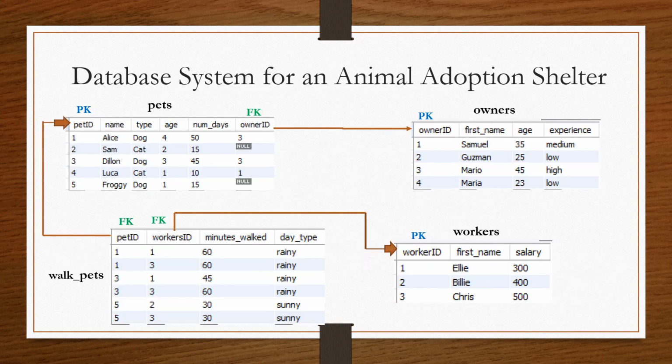All right, so now that we're moving focus to understanding what the having keyword is, I wanted to remind everyone of our database system, and specifically I want to look at the walk pets table because we're going to be using that in the next example. I want you to draw your attention to the minutes walked attribute and the date type. Minutes walked just means that each worker has walked a pet for a number of minutes.